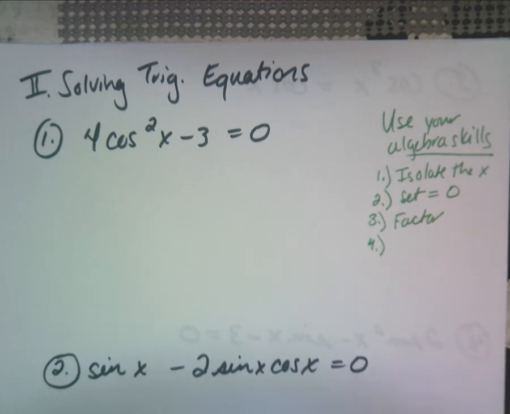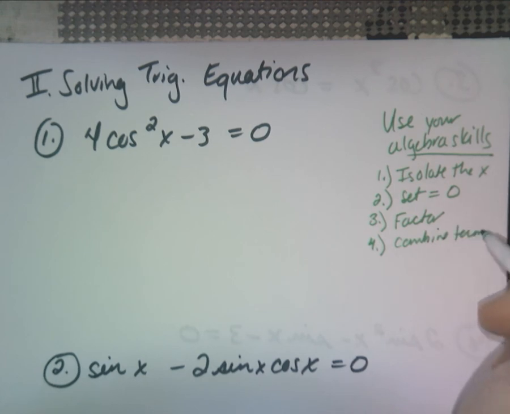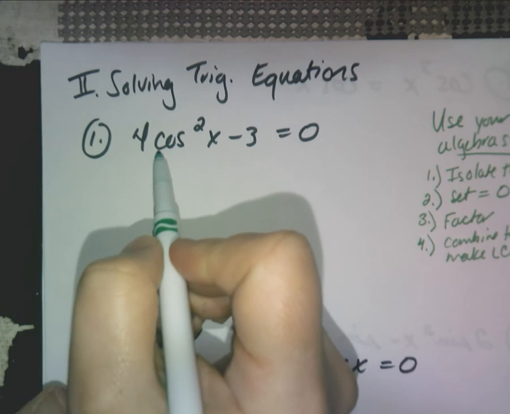Sometimes, especially with the next chapter, we're going to combine like terms. We're going to make common denominators. I mean, all that stuff. And you've done it all. And it's the same thing except with the word cosine now. All right, so first things first, I want you to understand this.